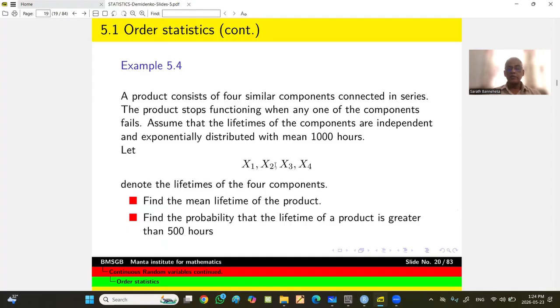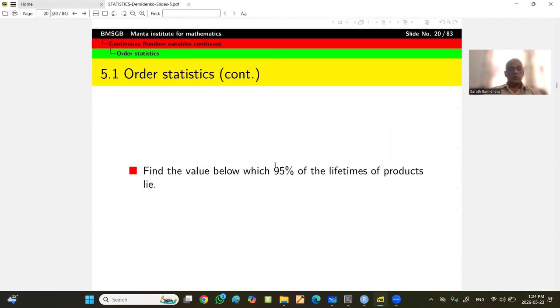Find the probability that the lifetime of a product is greater than 500. That means we have to find out the probability that the first order statistic is greater than 500. Find the value below which 95% of the lifetimes of the products lie. There we have to find out the value of the first order statistic, so that the probability that the first order statistic is less than or equal to that value will be 0.95. Right. So these are the three questions that we have to answer.